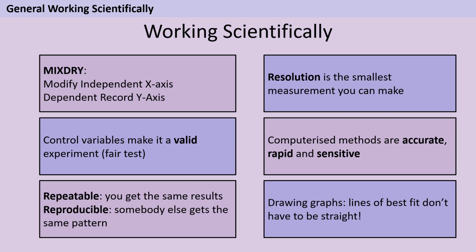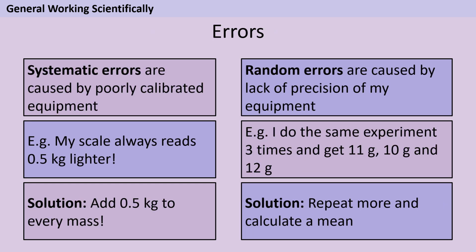You should know that computerized methods like digital thermometers are more accurate, rapid and sensitive, and you should also be aware that if you're asked to draw a graph, then your line of best fit does not need to be a straight line. I know that the maths department keep telling you that it does, and for GCSE maths that's true, but for GCSE science and the rest of the real world, if your data curves, your line of best fit should curve too. All measurements contain error, which basically means that not every single measurement that you make is identical.